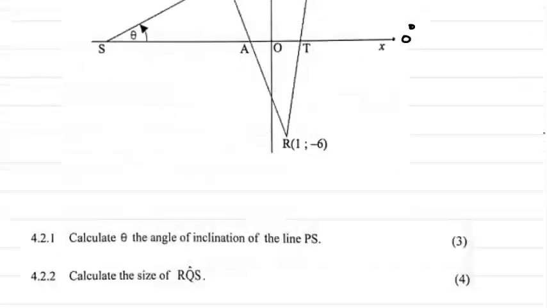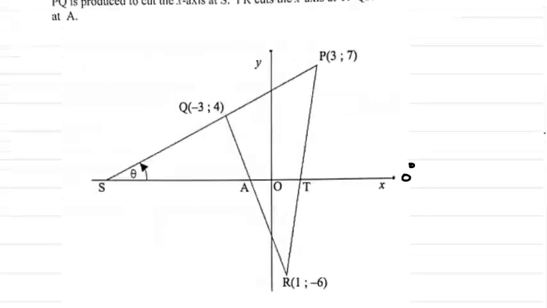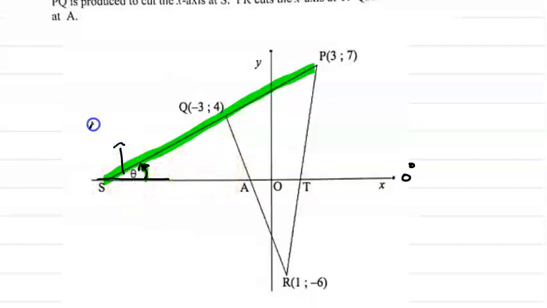It says, calculate theta, the angle of inclination of the line PS. So if you look very carefully, we are focusing on the following line, which is PQS, and we want to find the angle of inclination. The angle of inclination is the angle here, which is theta. The definition of angle of inclination is that it's the angle that is made with the positive x-axis and moves in an anti-clockwise direction. So we can see that theta is an acute angle.